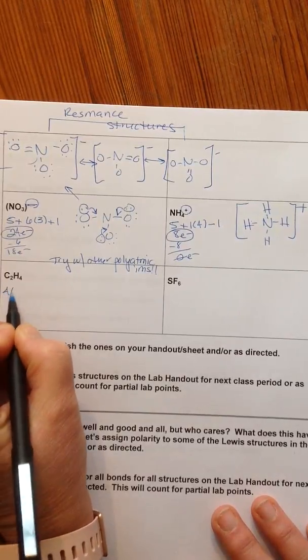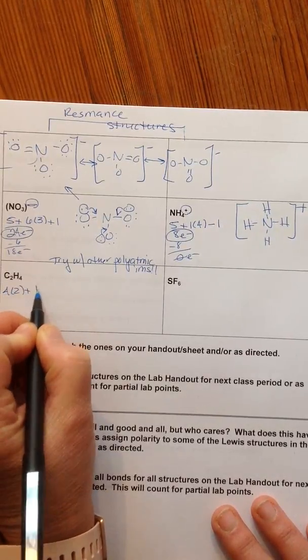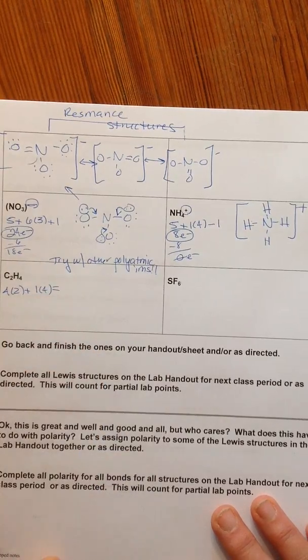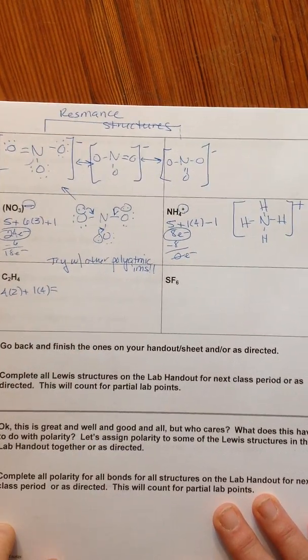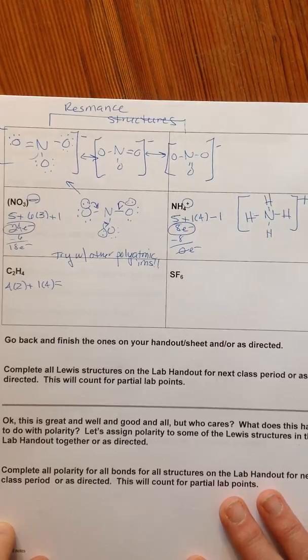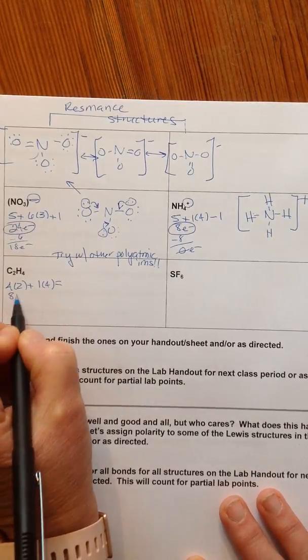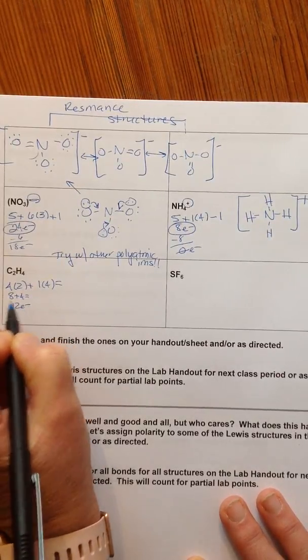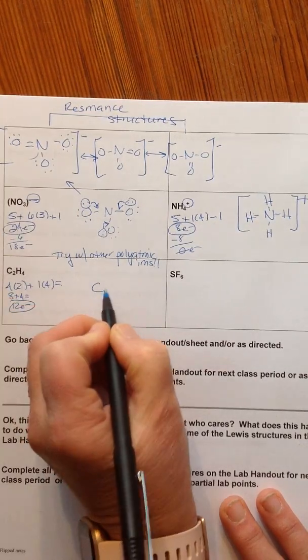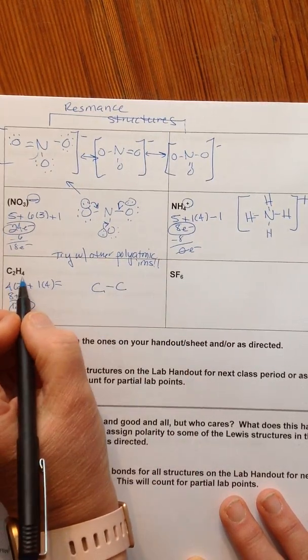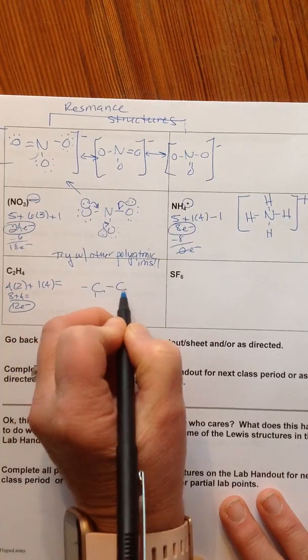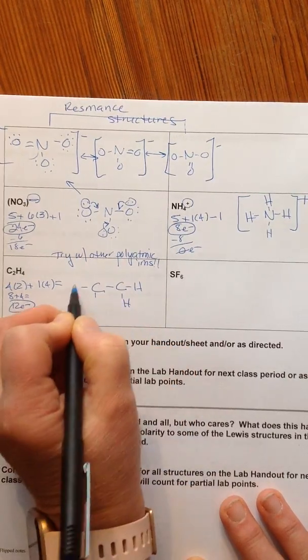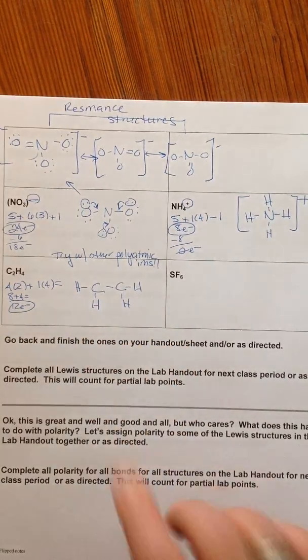C2H4, carbon is in group 4, there's 2 of them. Hydrogen is in group 1, and there's 4 of them. Again, you should have your periodic table handy, so this makes sense to you. 8 plus 4 means we have 12 electrons. Carbon is king. We're going to have 2 of them. They're going to link together. 4 hydrogens distributed symmetrically means we put 2 on each.